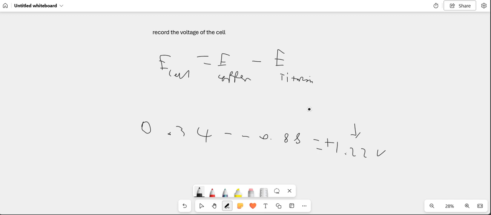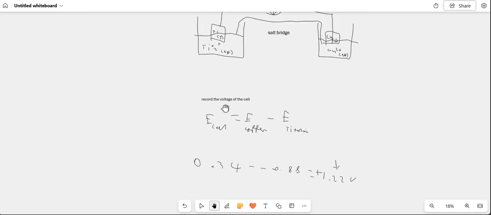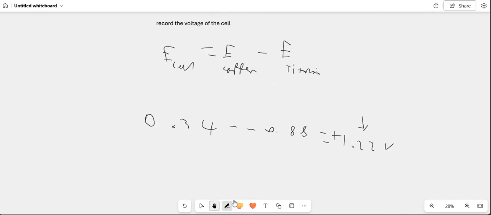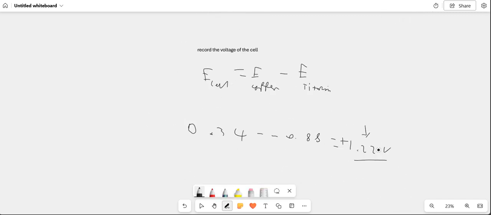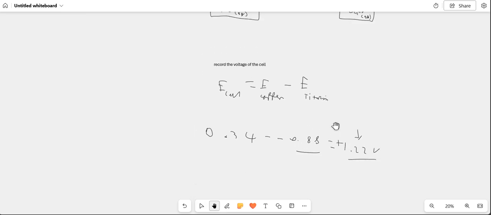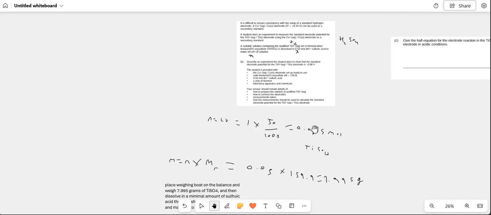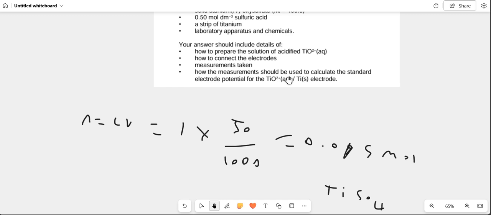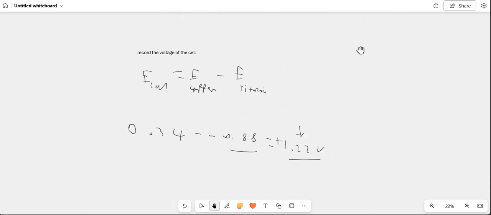So what I'm saying is that when the brother finds the voltage of the cell, it should match up to be 1.22. And since he knows that, that means that he can therefore find the E of titanium, which is what he's trying to find. He doesn't know that it's minus 0.88. That's how it is in the standard one. So he's trying to calculate the one for titanium. You get it? So that's the situation there.